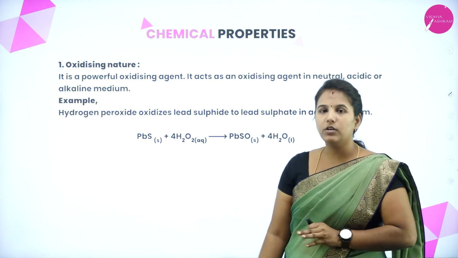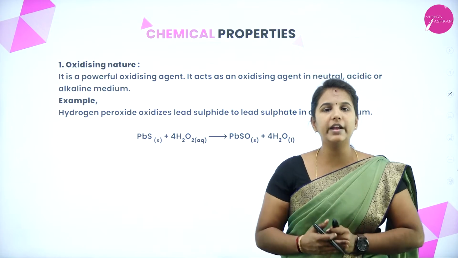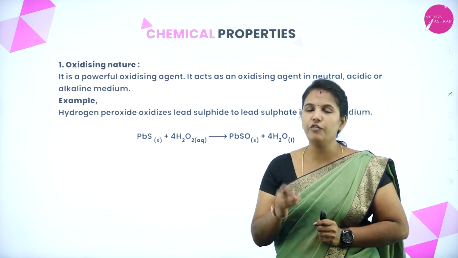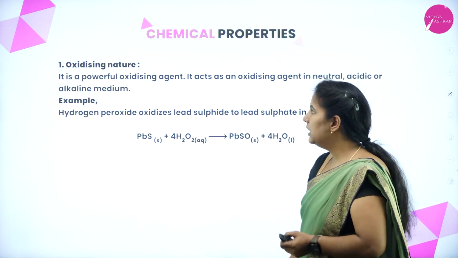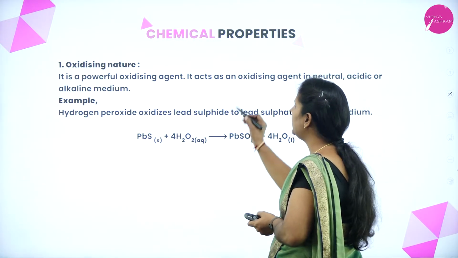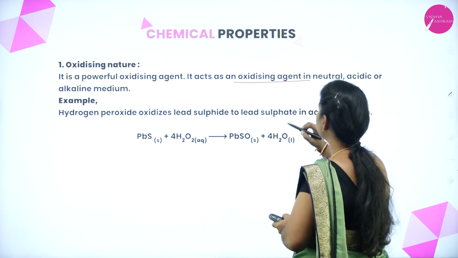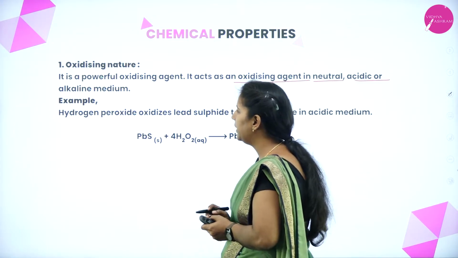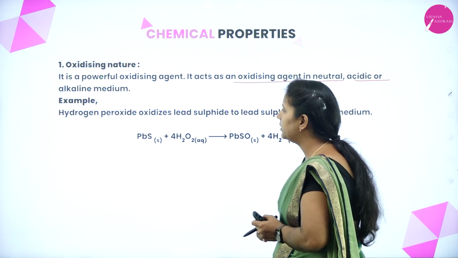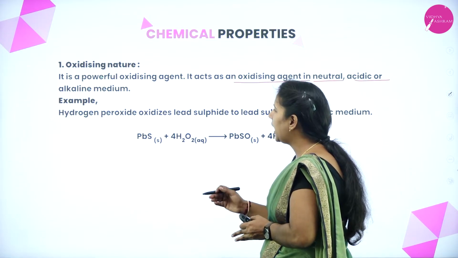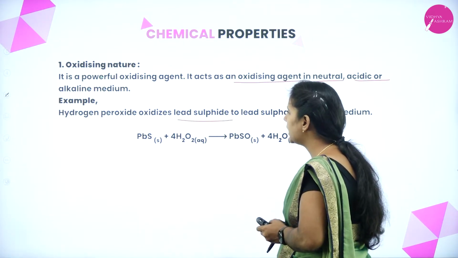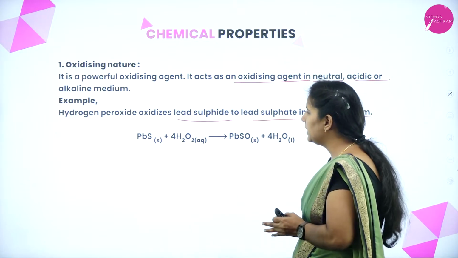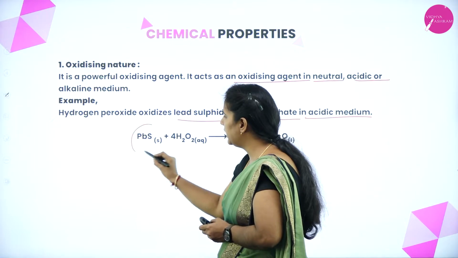Next is the chemical properties of hydrogen peroxide. First, I will go with the oxidizing nature of hydrogen peroxide. It is a powerful oxidizing agent and acts as an oxidizing agent in neutral, acidic as well as alkaline medium. We have one more example for this. Hydrogen peroxide can oxidize lead sulfide to lead sulfate in acidic medium. You can see that this is lead sulfate.